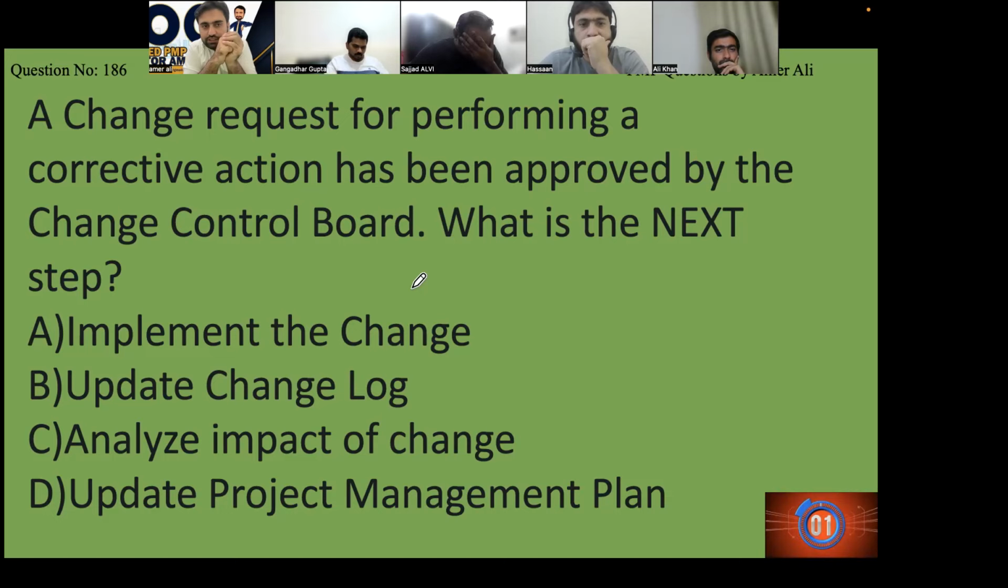What is the next step? A change request for performing a corrective action has been approved. What to do? Implement the change, update the change log, analyze the impact of the change, or update the project management plan. This is a very important thing when we are talking about that. Analyzing the impact of the change is basically done before, so that is the easiest thing to eliminate in this option. Update the project management plan is a later option. That is not the right option. We are only left with two options: implement the change and update the change log.